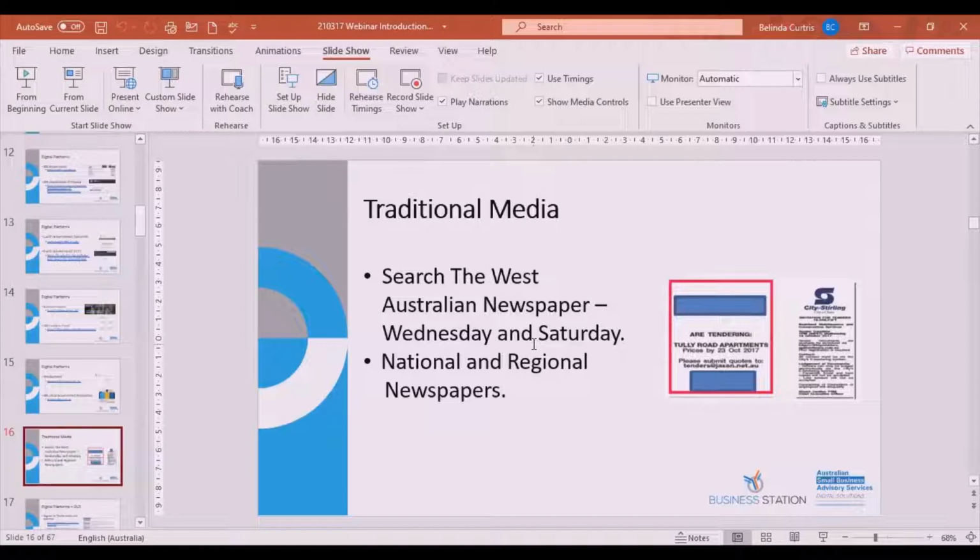And if you're involved in construction, then a lot of the building companies who are tendering for government work are advertising for subcontractors. So there might be opportunities there for you as well. And have a look at national and regional newspapers as well.